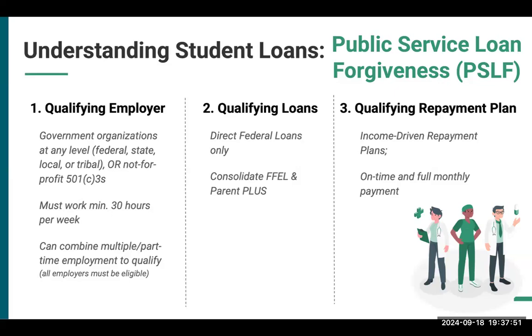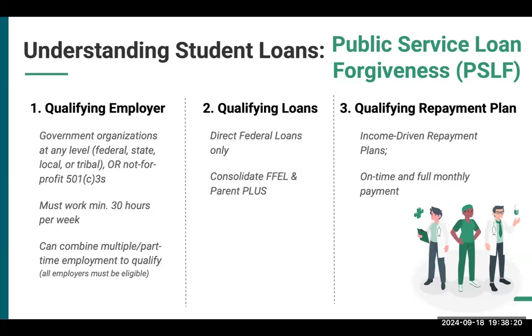Because the devil's in the details as to what constitutes a qualifying payment. And it really comes down to satisfying these three things that you see on your screen right here. Number one, you have to work for a qualifying employer. This is any government organization at any level, federal, state, local, or tribal, or any nonprofit 501(c)(3). The only stipulation here is you must work a minimum of 30 hours or more per week.